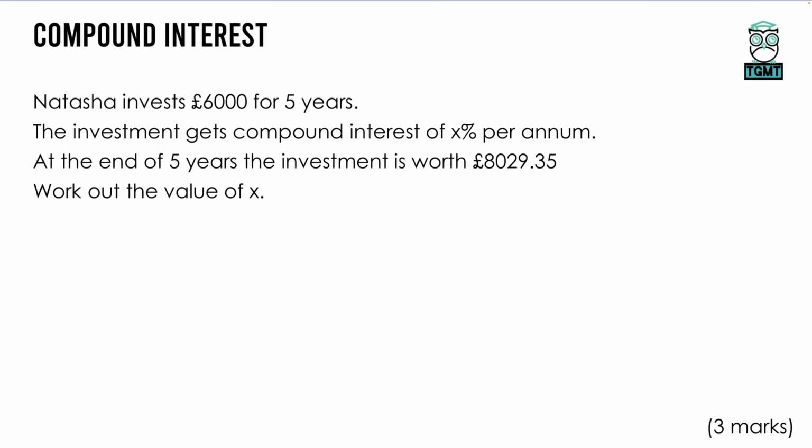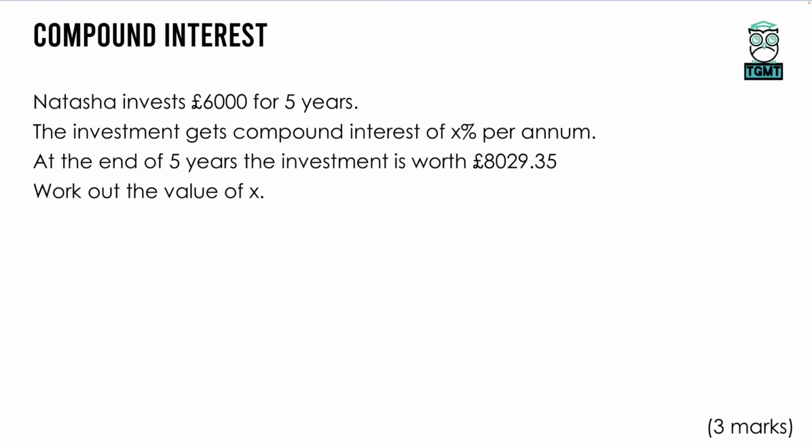Now, there's another compound interest question here. As this reverse compound interest is one just to be careful of, but this question here does have 5 years, and we're trying to work out the percentage. So it says here Natasha invests £6,000 for 5 years. The investment gets compound interest of X% per annum, and at the end of 5 years, the investment is worth £8,029.35. So this time we're working out the percentage. So it's different to the previous, even though they are both reverse compound interest questions.